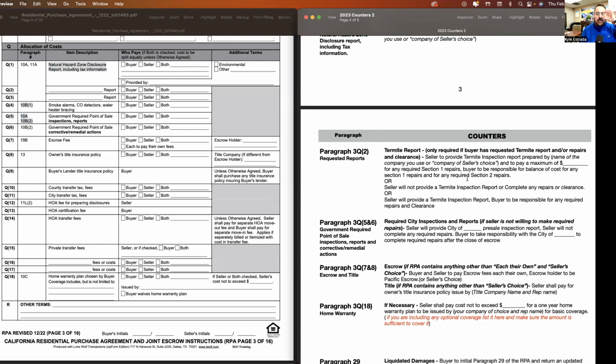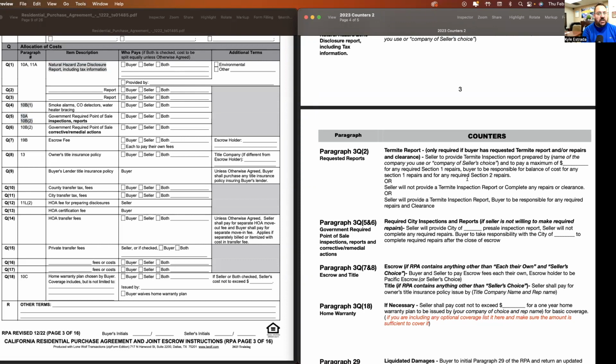Unless it's a VA loan, there is no termite required. And if there is a request for a termite report and you provide it and leave it in the purchase agreement, the lender is 99% of the time going to require a clearance as part of the funding.